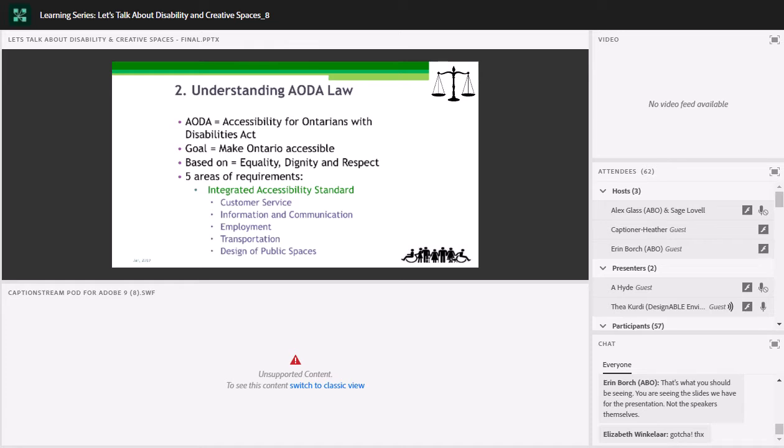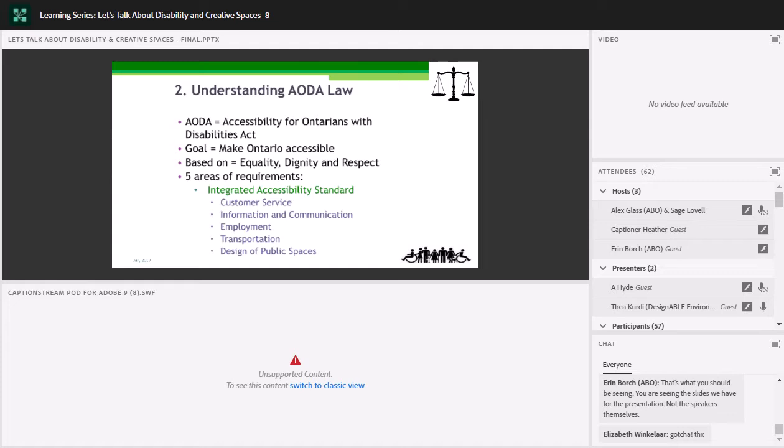So if we now move on to our second point, how does the AODA apply with the law? AODA, as Alex mentioned, stands for the Accessibility for Ontarians with Disabilities Act. The goal of the legislation is to make Ontario accessible by 2025. That's 6 years from now. That's important for our planning so that we know that. It's based on the idea of providing equity, dignity, and respect for everyone.